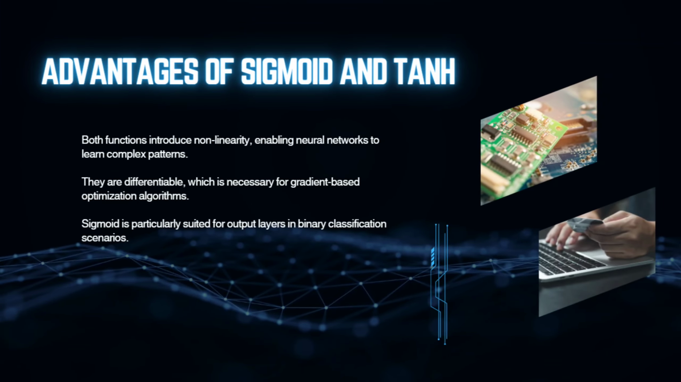Let's see their advantages. The biggest advantage for both is that they introduce non-linearity, which is absolutely essential for neural networks to learn anything complex. They are both smooth and differentiable, which is a key requirement for using backpropagation, the algorithm that powers almost all of modern deep learning. And specifically for sigmoid, its 0 to 1 output range makes it a natural choice for the final layer in binary classification tasks.